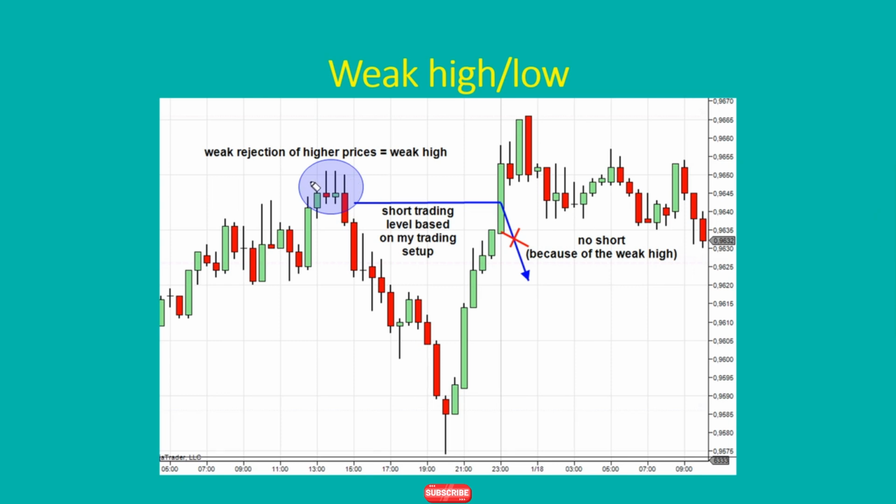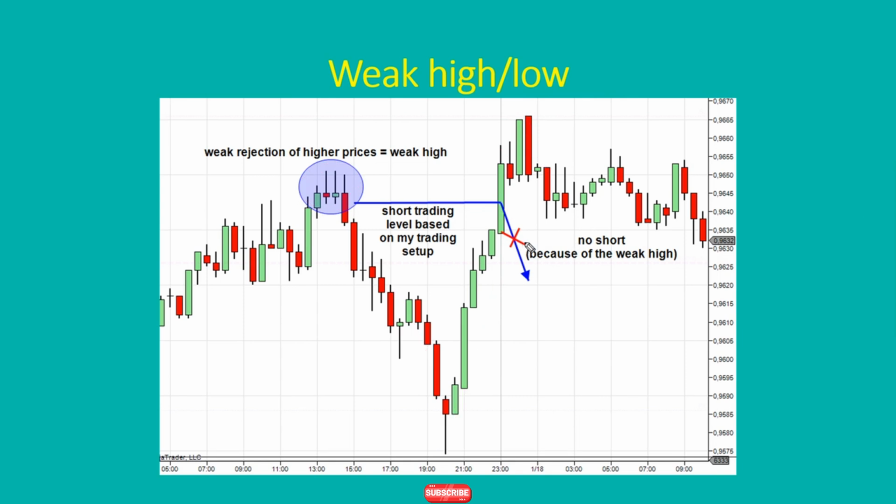In this case, you can see that there is a weak high, and you can see that the price rejected lower prices aggressively. This is an aggressive rejection of lower prices. This is a strong low, and the price continues and tests this weak high and shoots past it to create a strong high. Alright, so this is how price usually reacts to those weak highs.